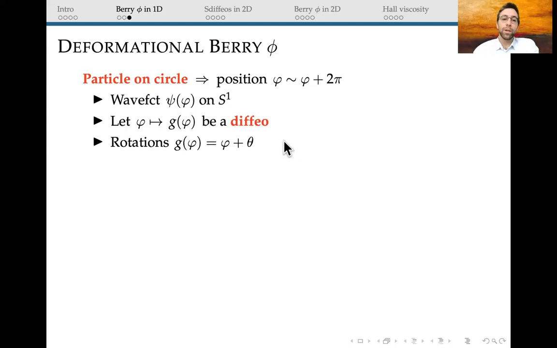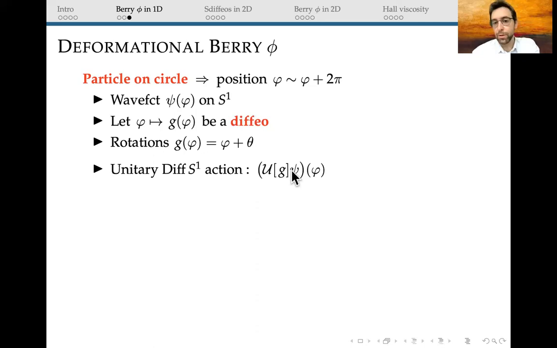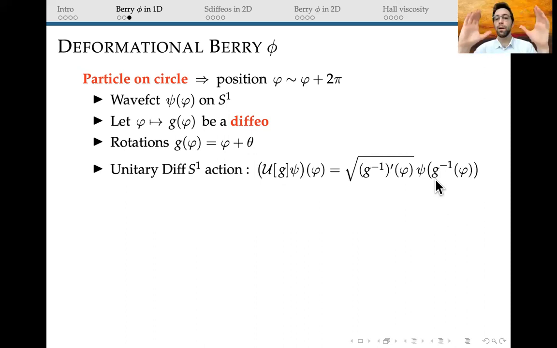Now, what I wish to do is to act with diffeomorphisms on wave functions, meaning that for every diffeomorphism G, I want to define a unitary operator U of G acting on wave functions. To define this action, I have to tell you the value of this transformed wave function at some point phi on the circle. By definition, I take that action to be given by the right-hand side. You can immediately verify from this formula that this is in fact a unitary action. It genuinely preserves scalar products of wave functions, and it is also a representation of the group of diffeomorphisms. By this, I mean that the unitary operator implementing the composition of two diffeomorphisms is just the composition of their respective unitary operators. So that's the kind of transformation I have in mind.